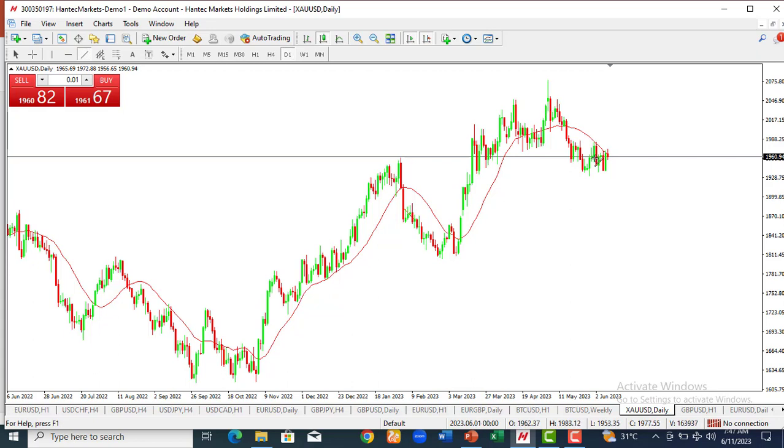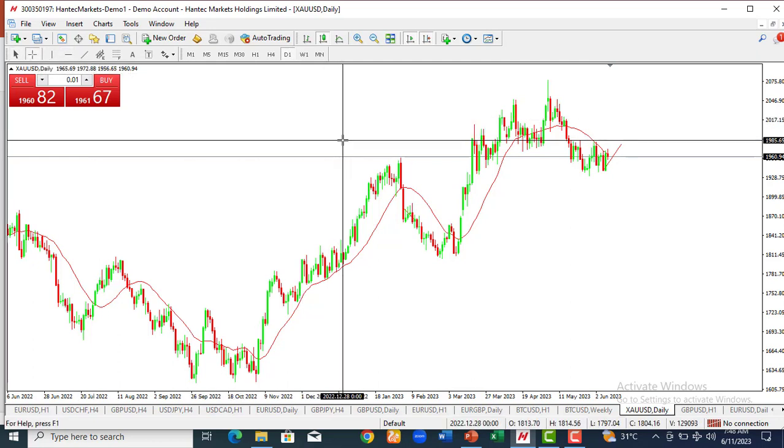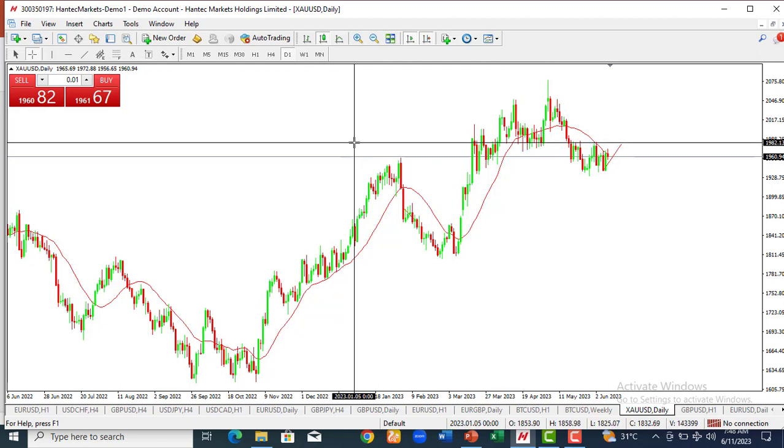So when you find the market breaking a particular zone, all you have to do is to wait for retracement. Wait for retracement in the market, at least back to this neckline. At least back to the neckline, somewhere here.